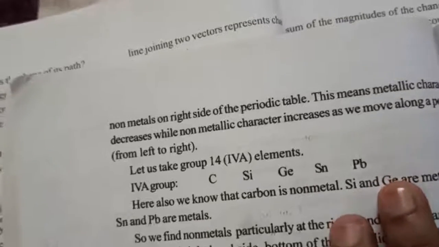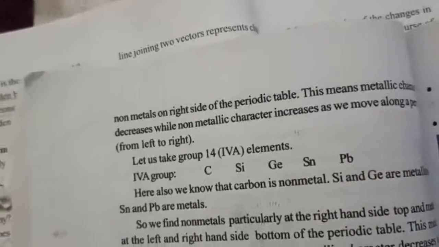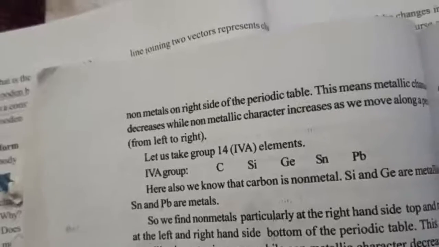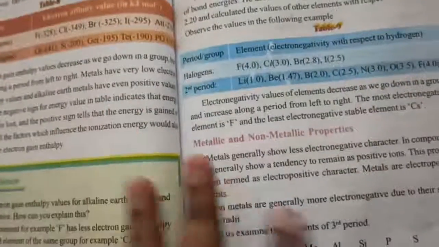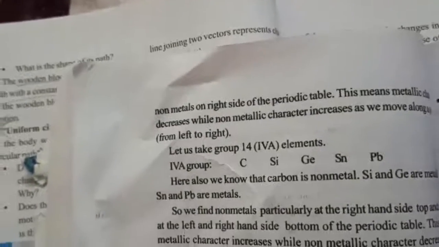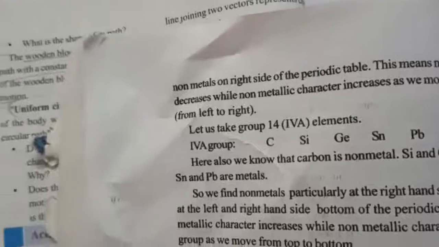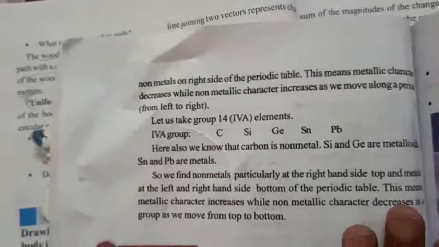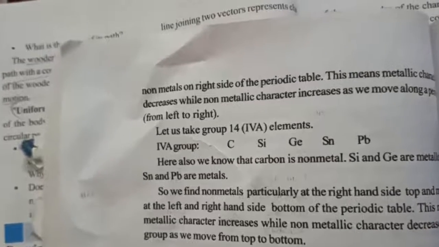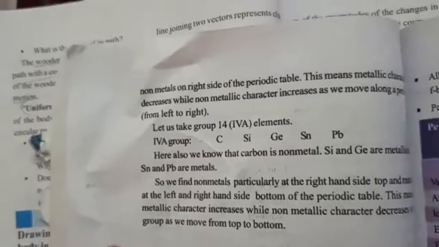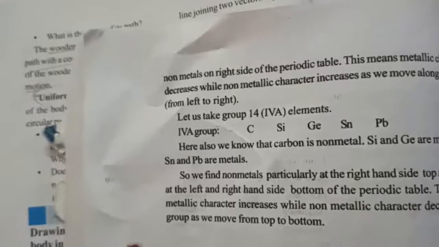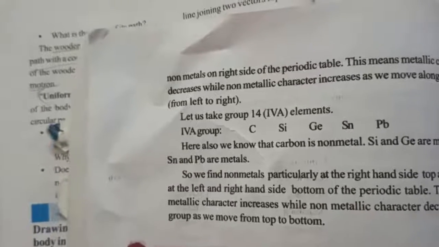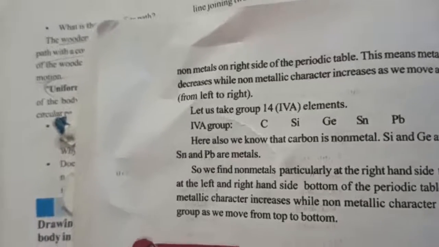Non-metallic character increases. That means metallic character decreases, then non-metallic character increases in periods in the periodic table. Just observe here, metals are on the left side and non-metals on the right side in the periodic table. This means that metallic character decreases while non-metallic character increases as we move along periods, from left to right.